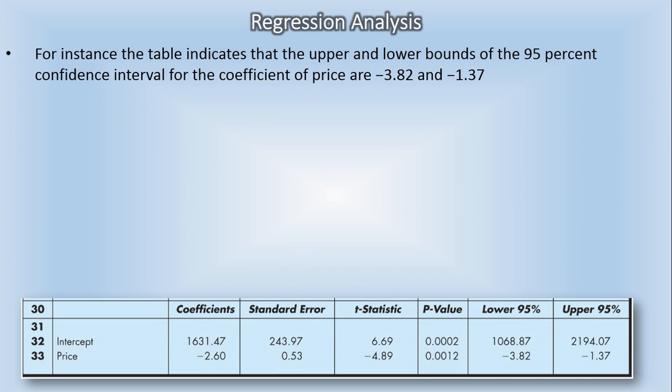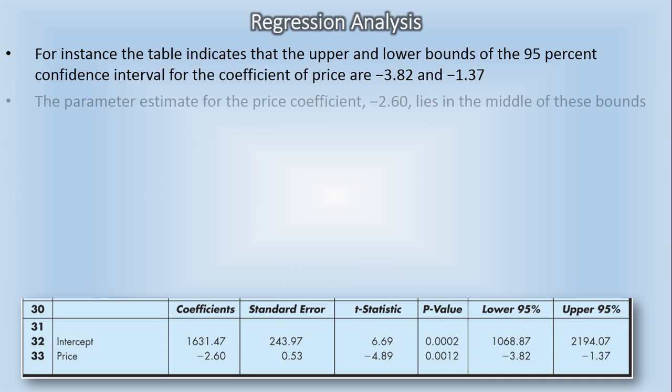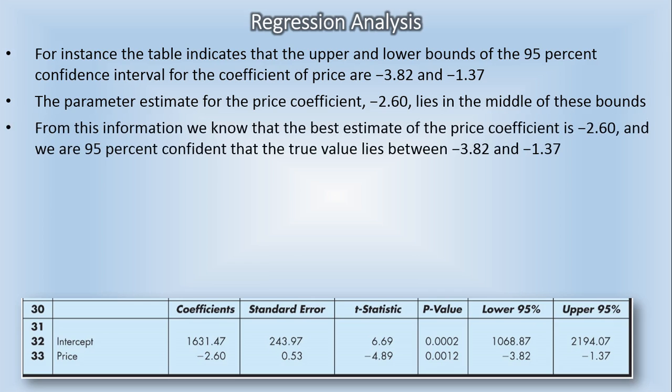All right, so for instance, the table indicates that the upper and lower bounds of the 95% confidence interval for price are these numbers here. The parameter estimate for the price coefficient is negative 2.6, which lies exactly in the middle of them. From this information, we know the best estimate of the price coefficient is negative 2.6, and we are 95% confident that the true value lies somewhere between those upper and lower bounds.